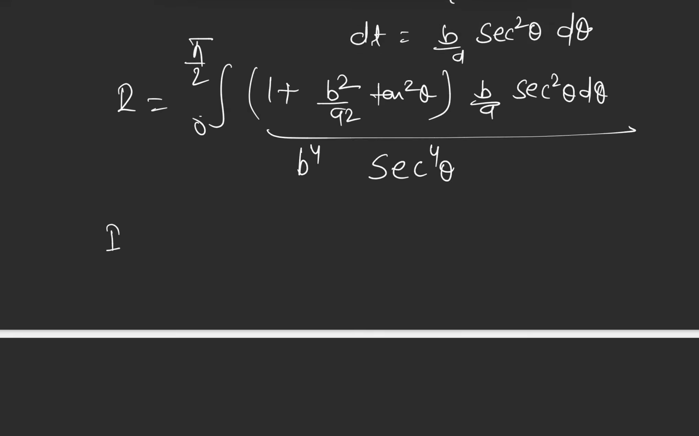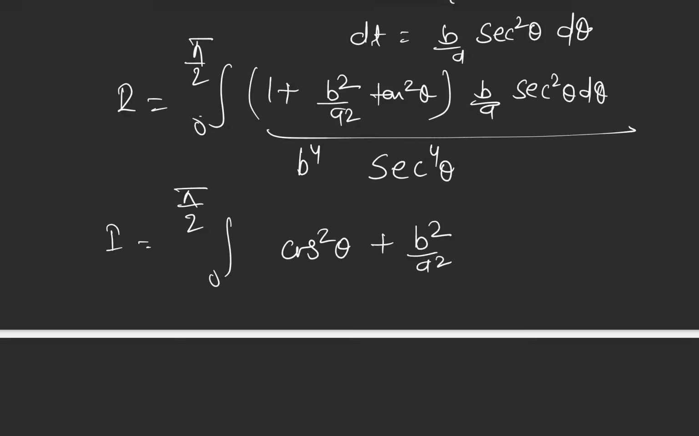So I is what now? 0 to pi by 2. 1 plus this 1, the sec square theta will get cancelled, like 2 sec square theta, only sec square theta will be remaining here. This sec square theta will get divided with this 1. So 1 by sec square theta will be what? Cos square theta. Here b square by a square tan square theta by sec square theta.